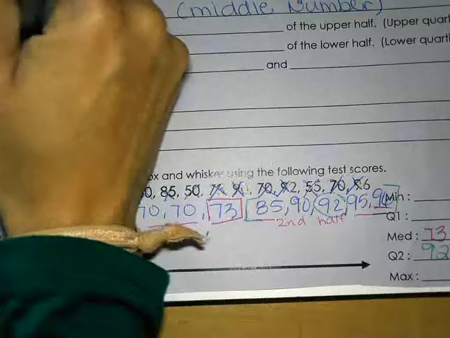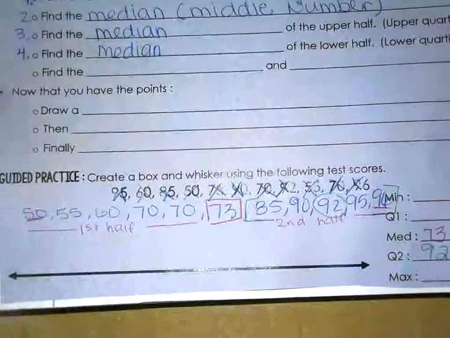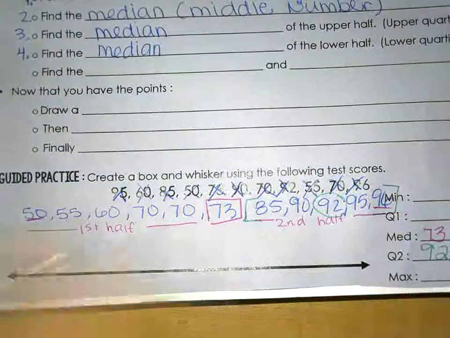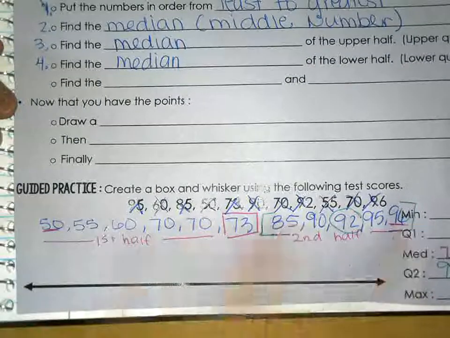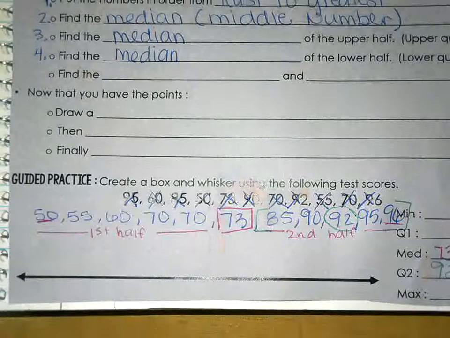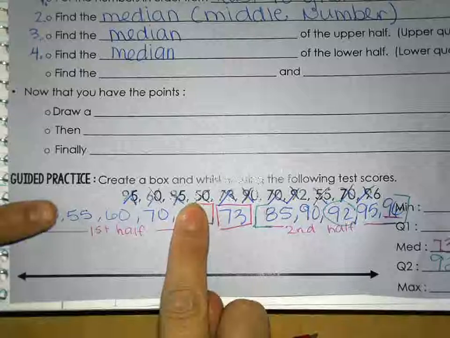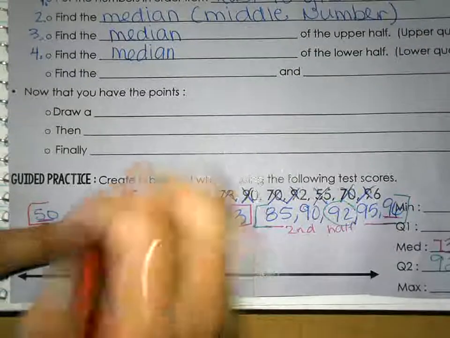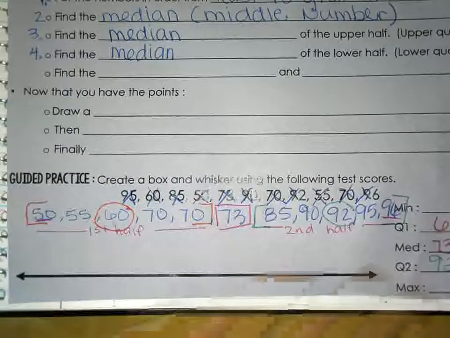Then I do step 4. I need to find the median of the lower half, the lower quartile. So I need to find the median, just like I did for the second half. I need to do it for the first half, or that lower half, which is this part right here. Find that median, one in front, one in back, front, back. I'm left with 60 as my quartile 1, the median of the first half.